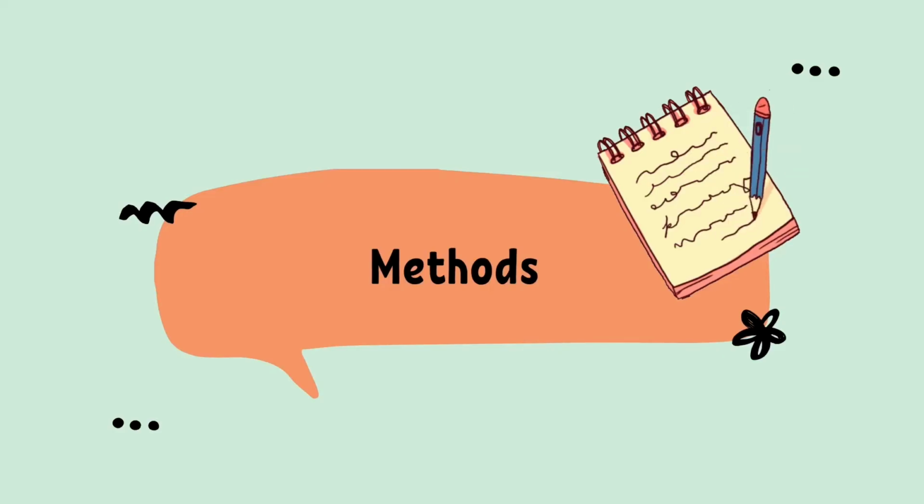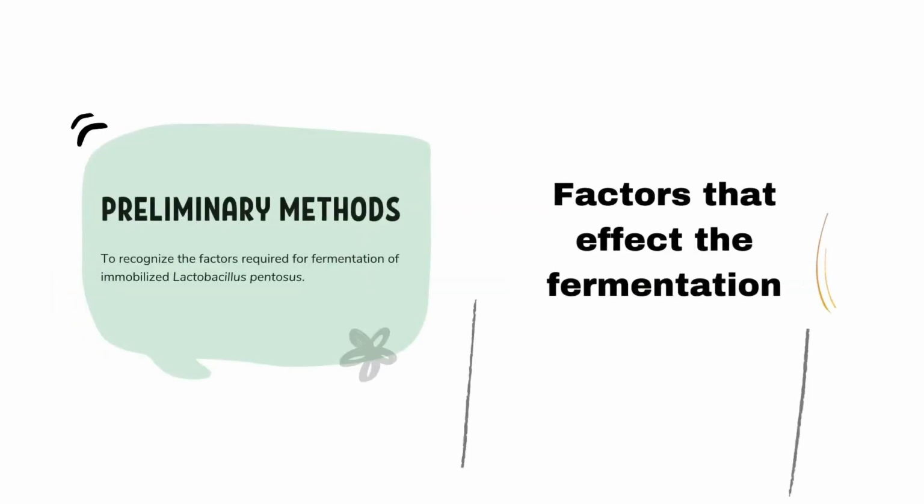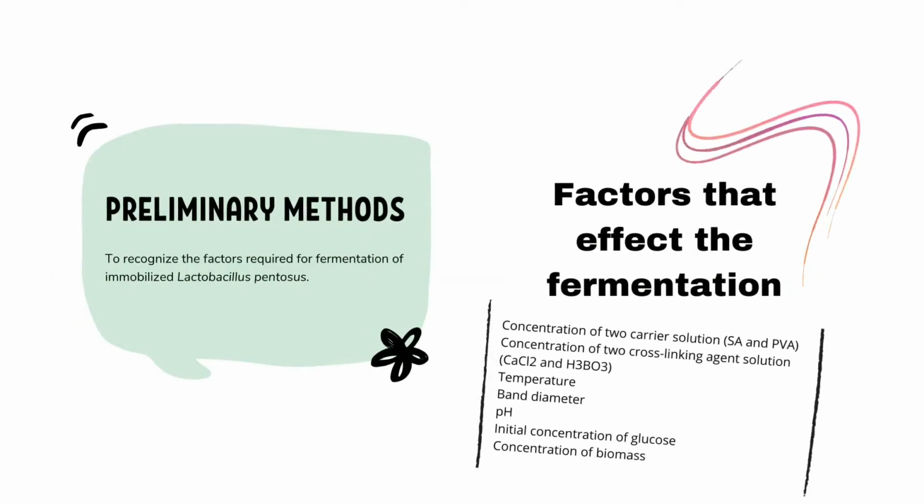Now we shall move to the methodology part. In preliminary experiments, the factors that are required for fermentation of immobilized Lactobacillus pentosus are recognized based on the Plackett-Burman design. In this study, only bead diameter, pH, initial glucose concentration, and biomass were discussed. The remaining factors, the concentration of two colloidal solutions, SA and PVA, with two cross-linking agent solutions, calcium chloride and boric acid, and the temperature were already discussed in the previous study.